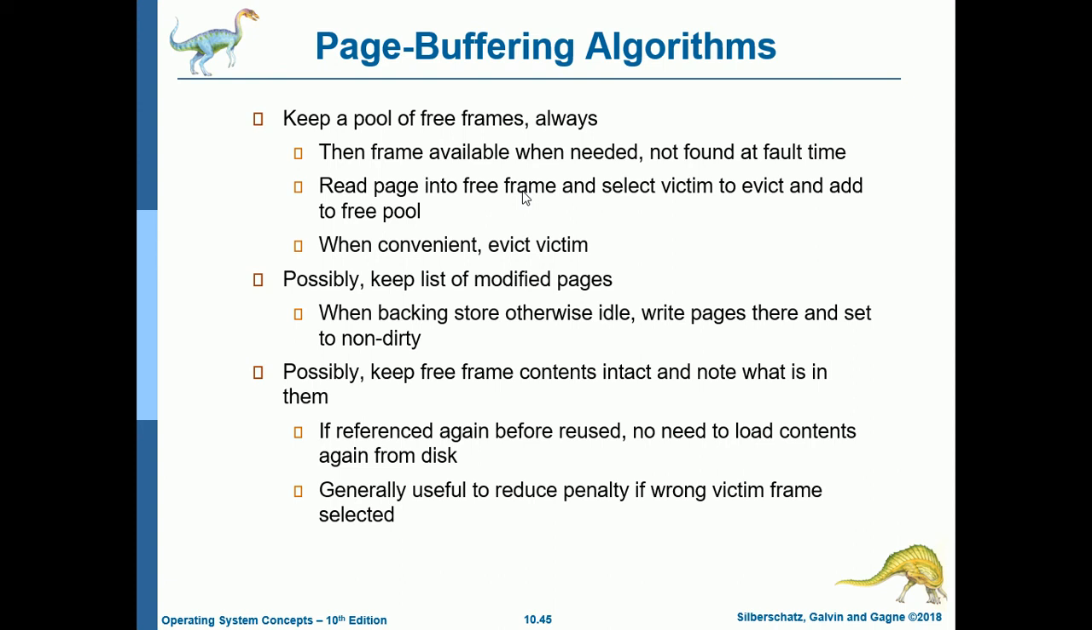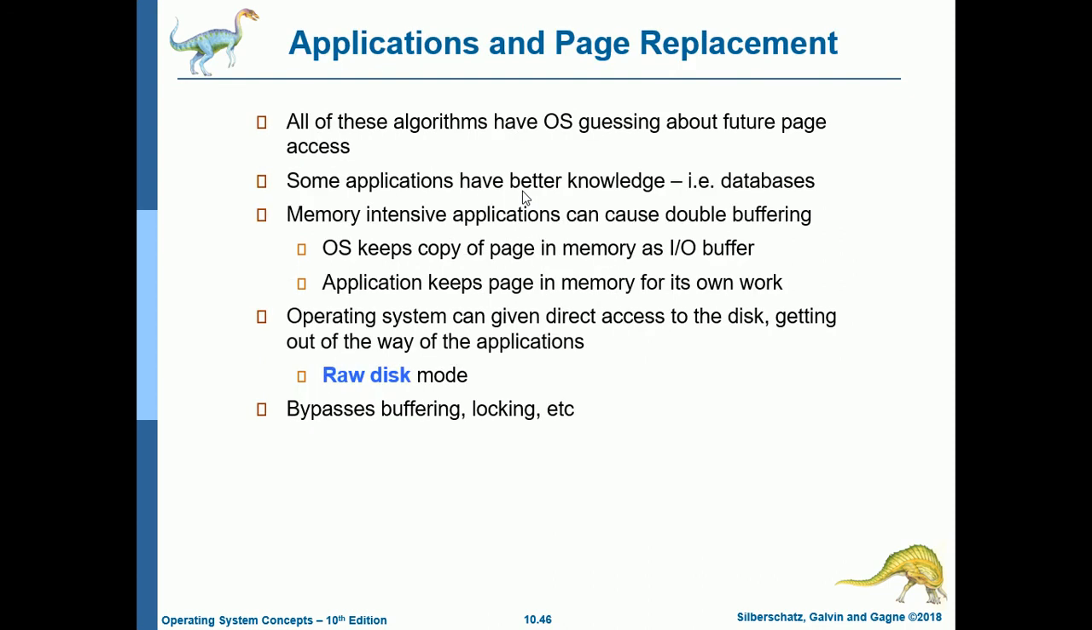Possibly keep a list of modified pages. When the backing store is otherwise idle, write those pages there and set them to non-dirty. Then possibly keep free frame contents intact and note what is in them. If the page is referenced again before reuse, there is no need to load the contents again from disk. This is generally useful to reduce the penalty if the wrong victim frame is selected.